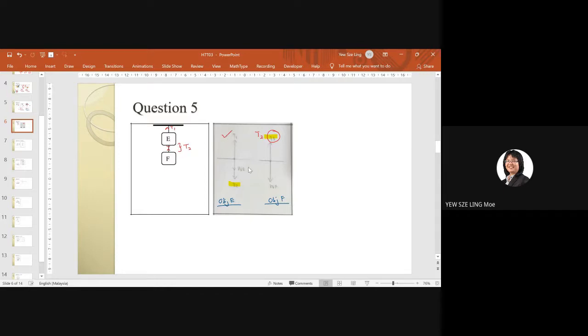Object E comes with a weight, which is correct, and then it is being connected by another string. So you have a T2 going downwards, which is very good. For object F, you have T2 going up. I know it's T2 because it's joined together with E and they both have the same string. Object F again has a weight, so it has a W. So basically this free body diagram is correct, just that the label is wrong.